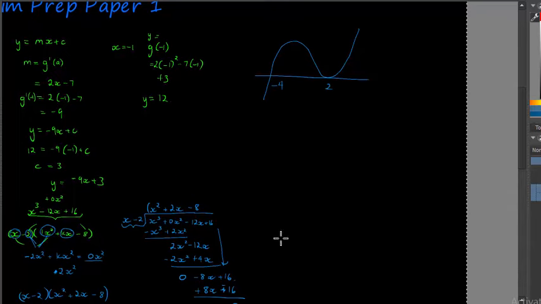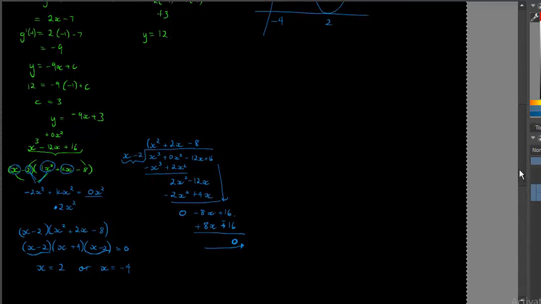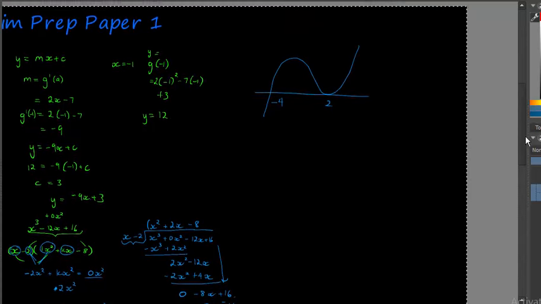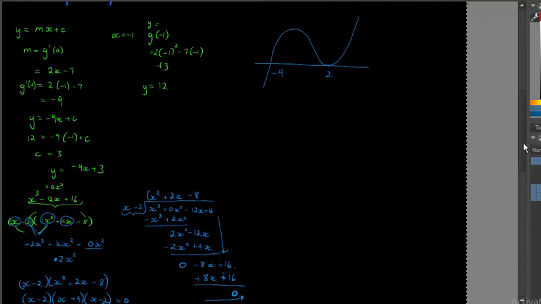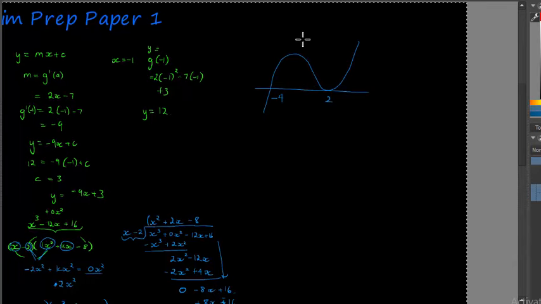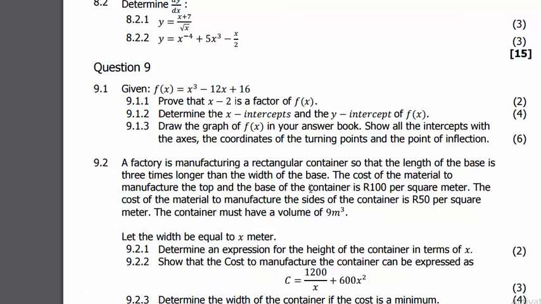Okay, I also know that the y-intercept is easy to get because it's just x equal to 0. So then the y-intercept was +16, was it? Where is it? Yeah, +16. So where my y-axis goes, it just cuts at +16. They also wanted me to draw the graph and show the intercepts and the coordinates of the turning points.